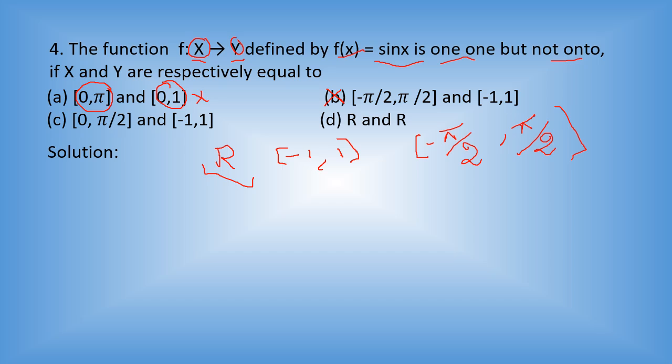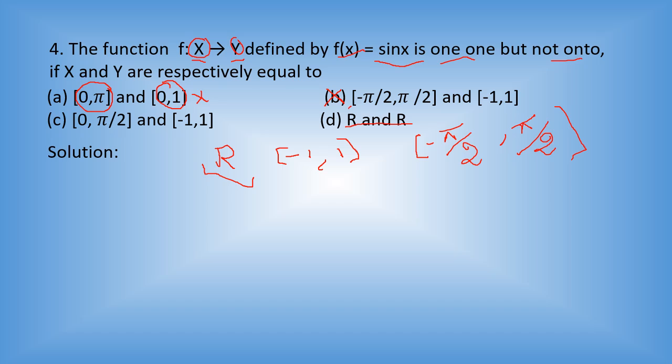Next, I'll move to option D here. The set X is the set of all real numbers and the set Y is the set of all real numbers. This is also not possible, because clearly the fourth one is not onto, since the codomain set is not equal to the range set. The range set is the closed interval minus 1 comma plus 1, but the codomain set is R.